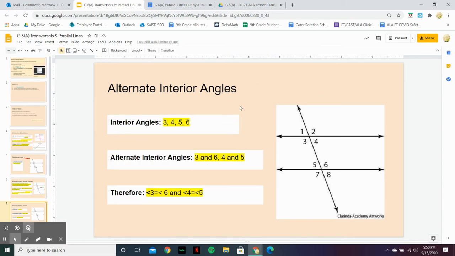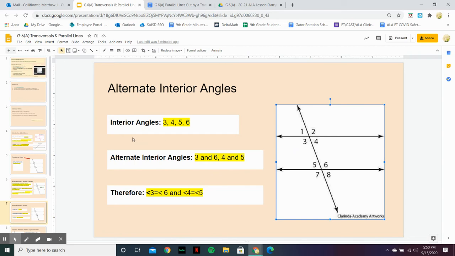So to practice using those new definitions, we could say that in our picture here, the interior angles, which are the angles on the inside of the parallel lines, would be angle 3, 4, 5, and 6. Since those are on the interior of the parallel lines, they are interior angles.